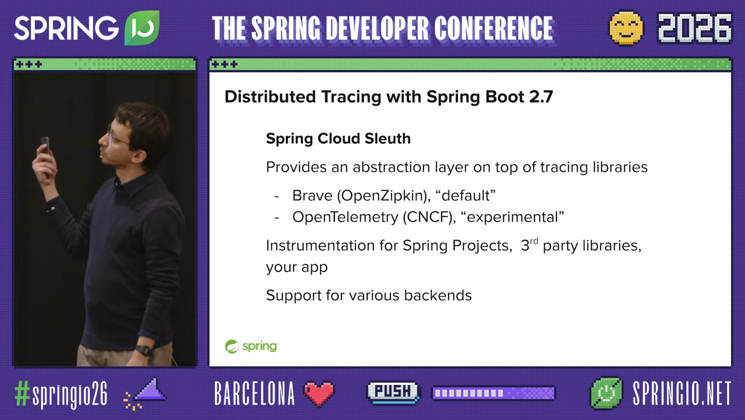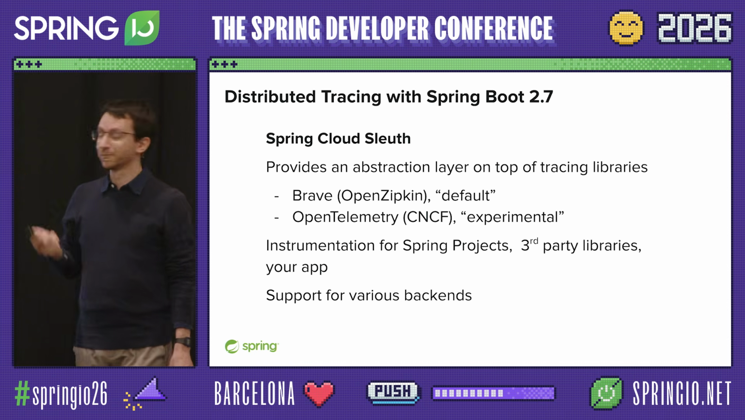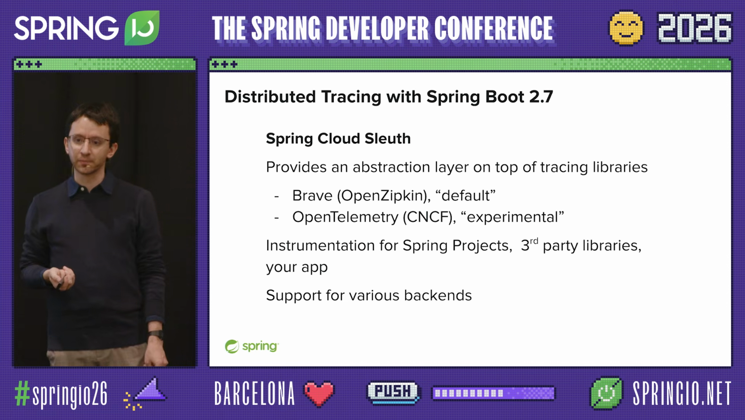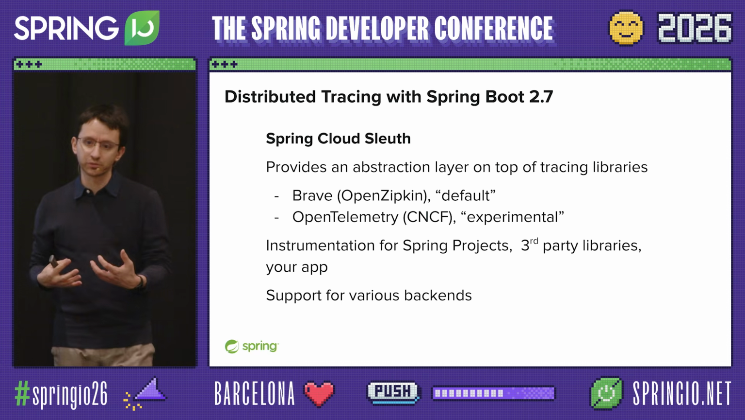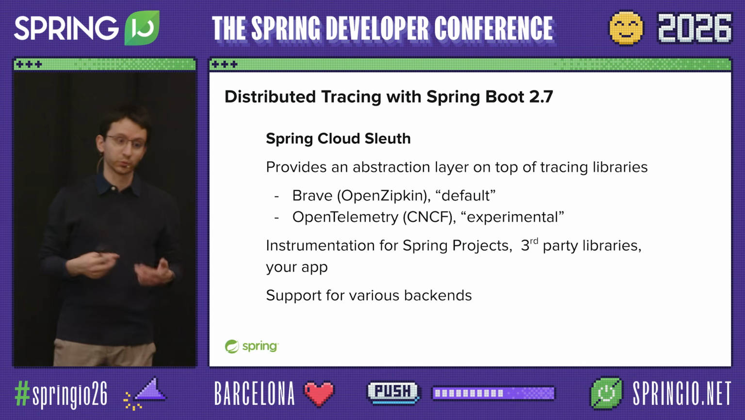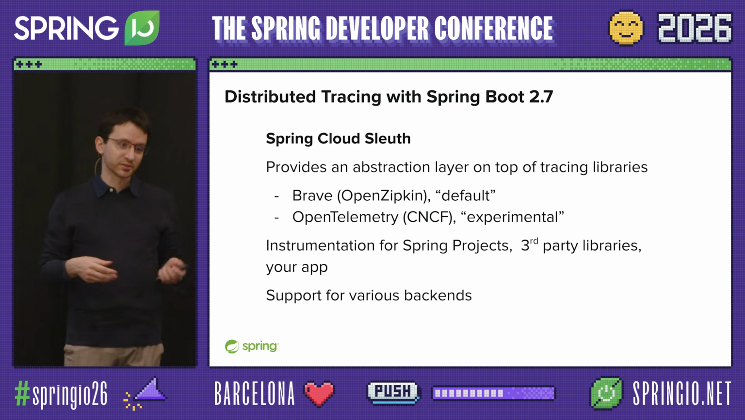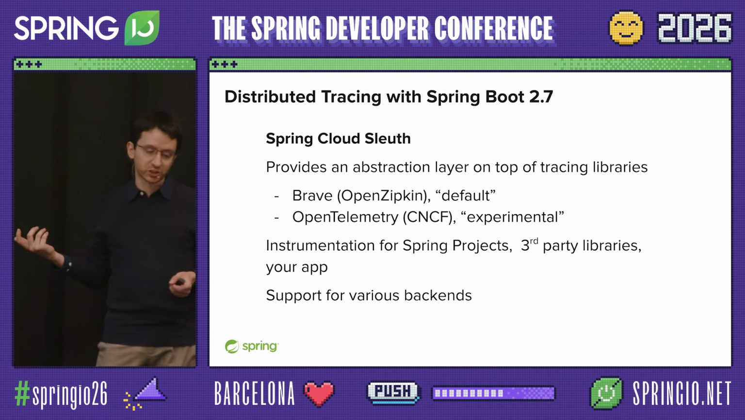With 2.7, I will be quick because no one is using it anymore. But the distributed tracing support was through a library called Spring Cloud Sleuth. And Spring Cloud Sleuth basically provided an abstraction layer over tracing libraries. And 2 of them were supported. One of them is called Brave from the OpenZipkin community. The other one is called OpenTelemetry. That's a CNCF project.